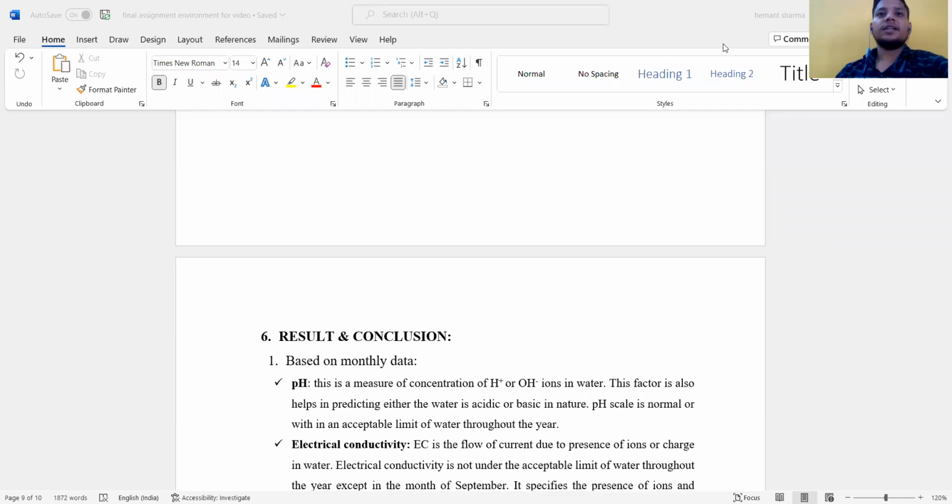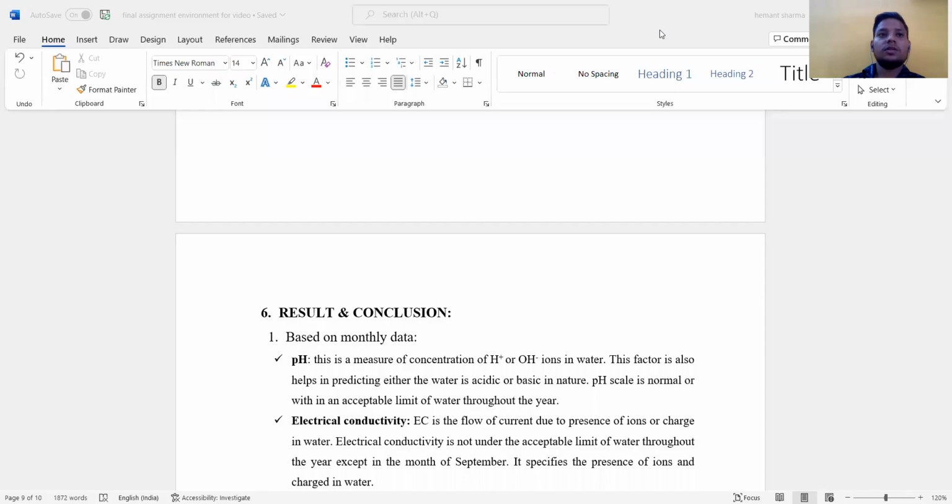After preparing or collecting data in the Excel sheet, we have to mention the result or conclusion for a station according to your own data and analysis. Like I have mentioned the pH result on a monthly basis. As you all know what pH, alkalinity and hardness are. The pH of my station lies in the acceptable limit throughout the year. Next is electrical conductivity, which is not in the acceptable limit throughout the year, except in the month of September, which specifies the presence of ions of charge in water at that particular station.